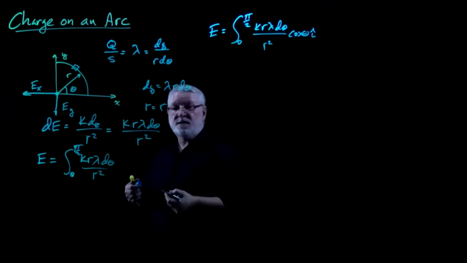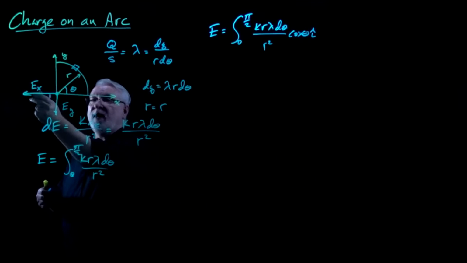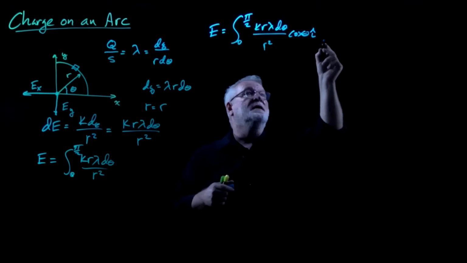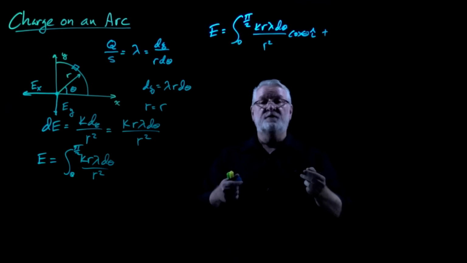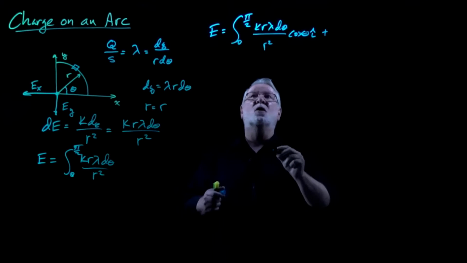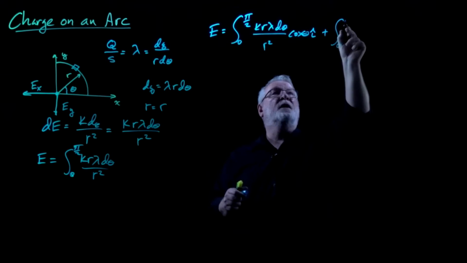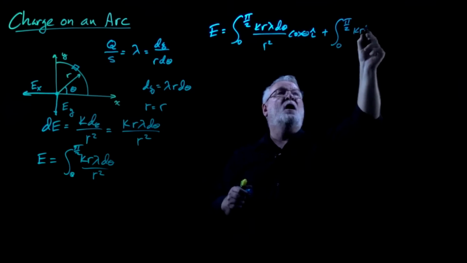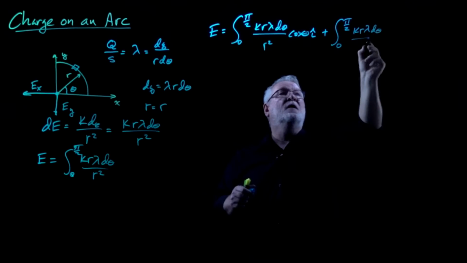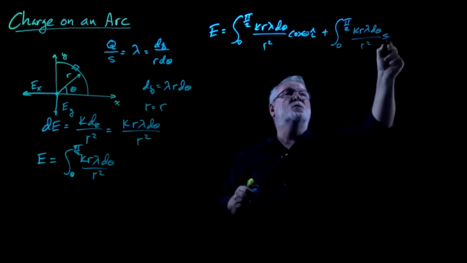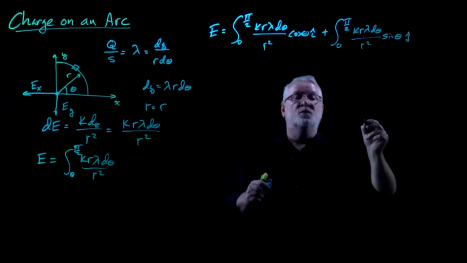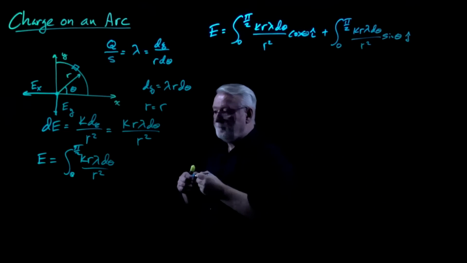I hat being just a representative of any vector that lies along the x-axis. In addition, I'm going to have to do a second integral, one for the y direction. So it'll be the integral from 0 to pi over 2 of k r lambda d theta over r squared, and this will be times the sine of theta, and that of course is going to be in the j hat direction, in the y direction.